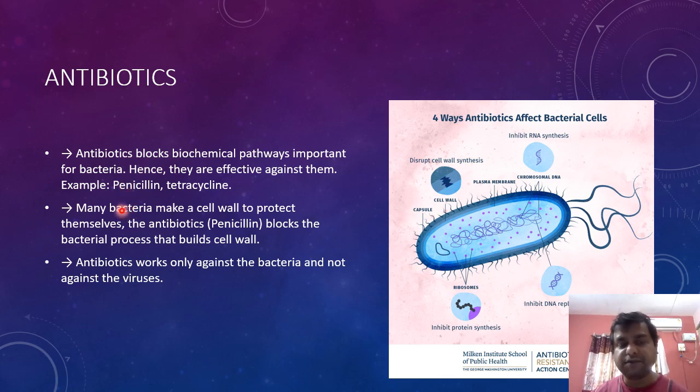Examples of antibiotics include penicillin and tetracycline. These antibiotics work in different ways, and some 4 ways are shown over here. They may either destroy their cell wall, which is the outer layer.